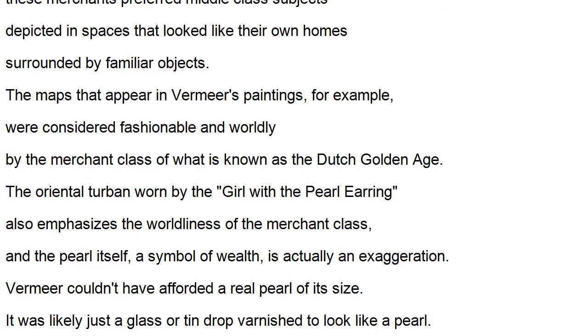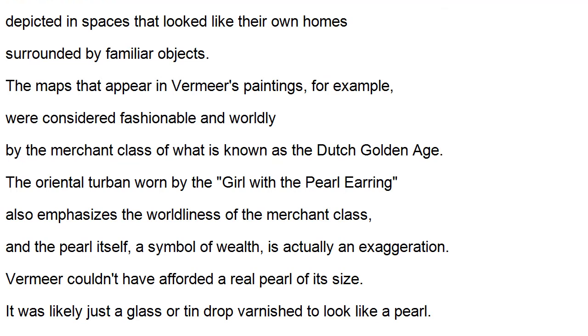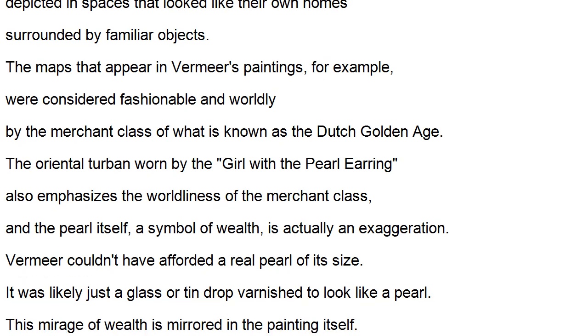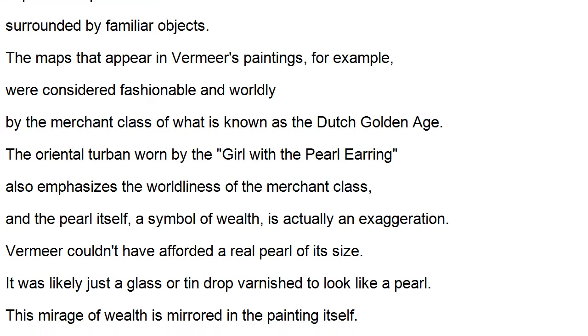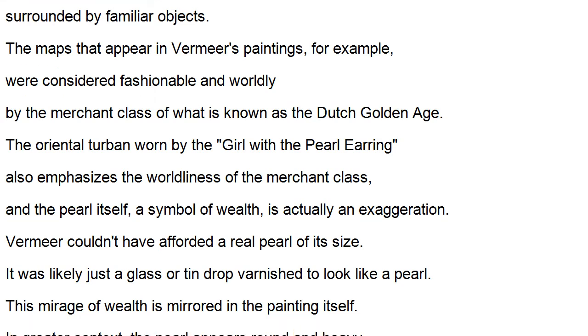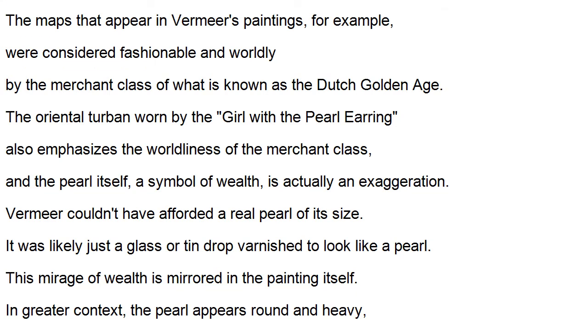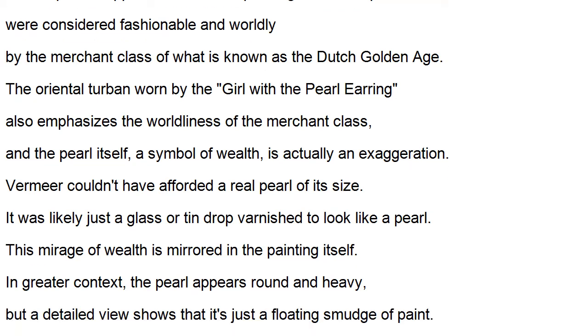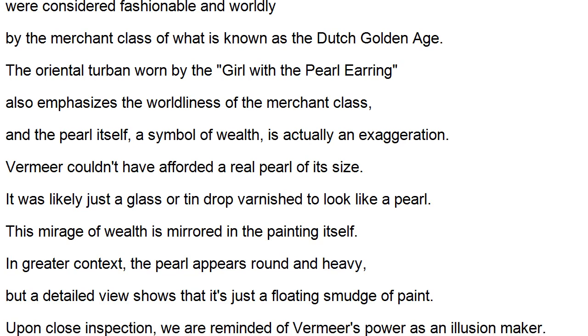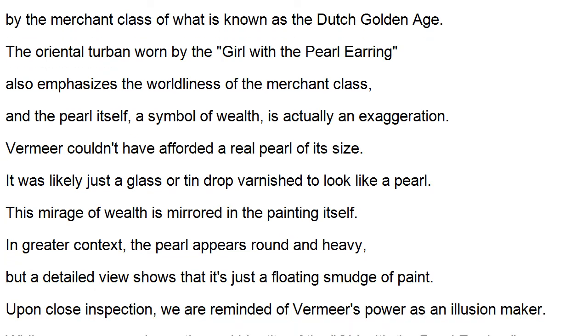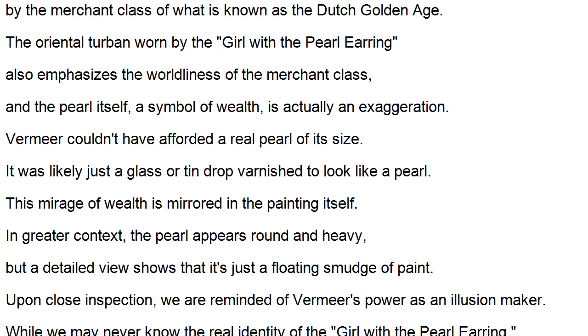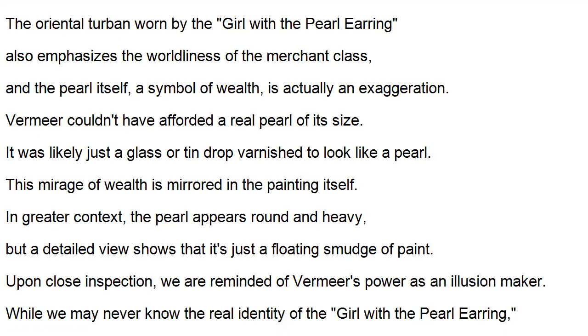The maps that appear in Vermeer's paintings, for example, were considered fashionable and worldly by the merchant class of what is known as the Dutch Golden Age. The oriental turban worn by the Girl with a Pearl Earring also emphasizes the worldliness of the merchant class, and the pearl itself, a symbol of wealth, is actually an exaggeration. Vermeer couldn't have afforded a real pearl of its size.